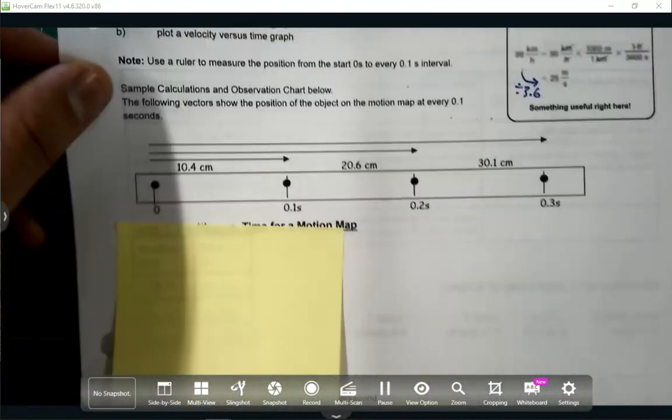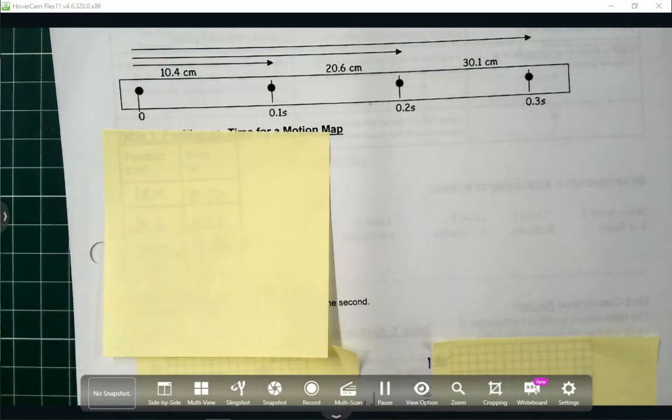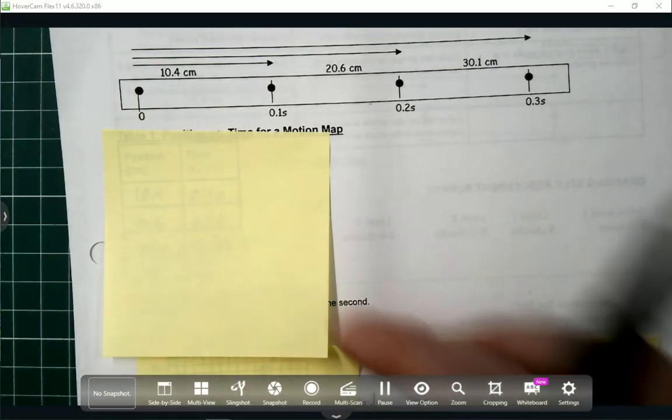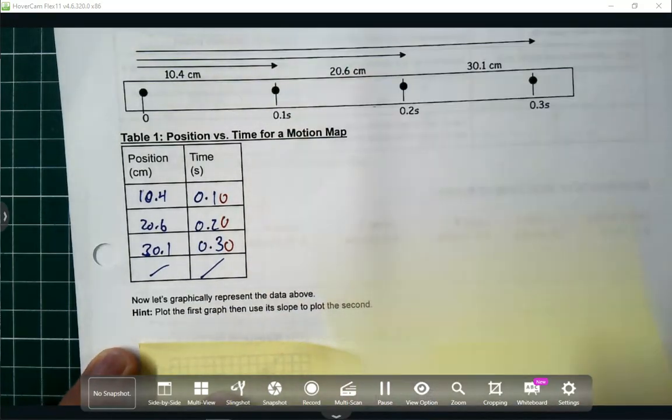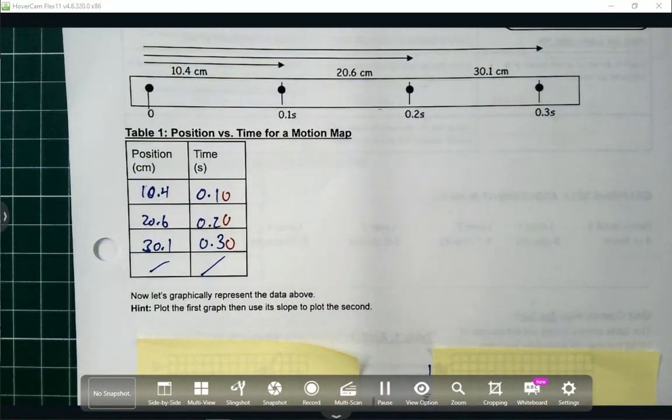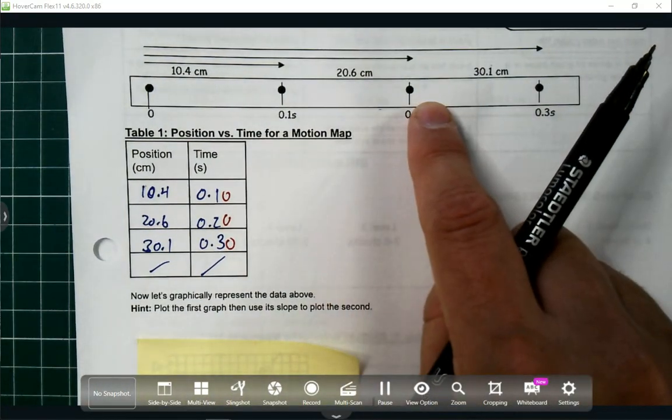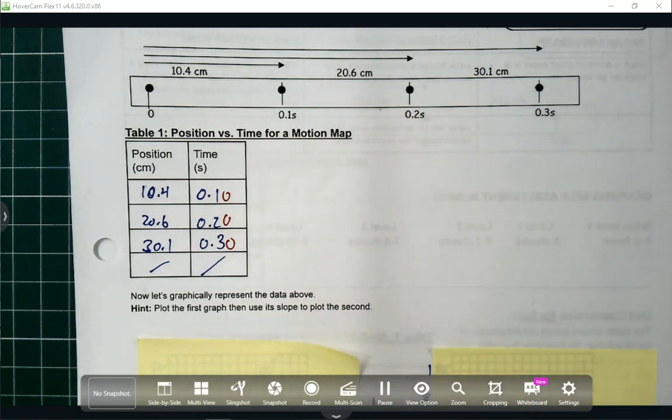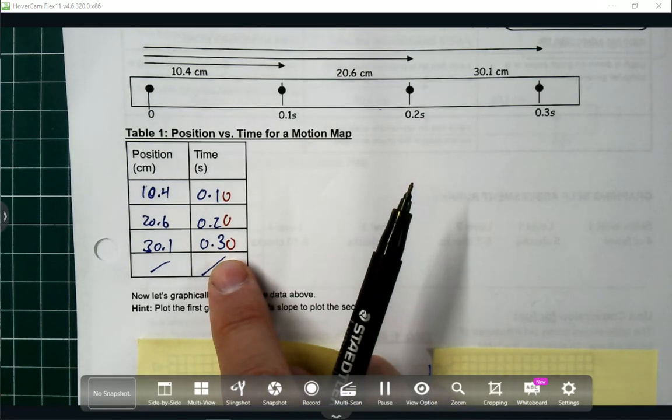I've already filled this in. I'm going to do the reveal method rather than writing it out loud, because I assume at this point you guys have done the thing, right? So we make our observations, and these were my observations from this ticker tape. I just recorded this data, which we're modeling, but in a lab you would have used a ruler, like a meter stick, to make the length measurements. You would have used the dots themselves to tell the time, okay?